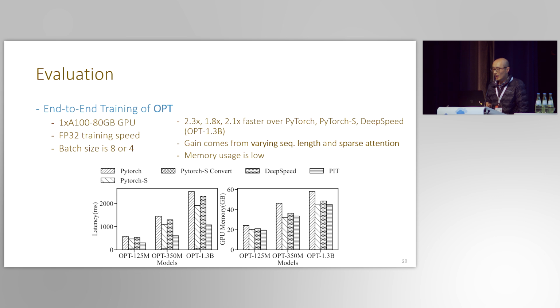We also evaluated end-to-end training of OPT on an A100 GPU to show that PIT also works well for training. PIT is around 2 times faster than the baselines. The performance gain comes from varying sequence length and sparse attention. Here, varying sequence length is a major source of the performance gain. For the lower triangle attention in OPT, microtile makes computation waste smaller than the traditional block sparse. PyTorch-S is faster than the other 2 baselines because it uses sparse attention from Triton. The right figure shows that the memory usage of PIT is low.